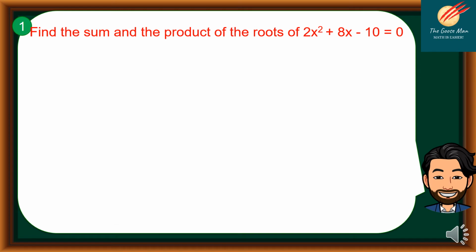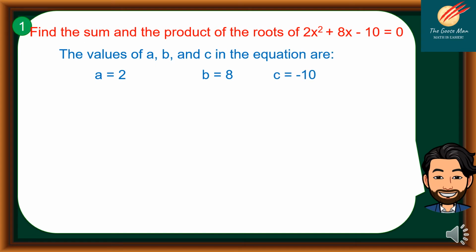Let's consider our example number 1. Find the sum and the product of the roots of 2x squared plus 8x minus 10 is equal to 0. So we will find out the values of a, b, and c respectively and make sure that the quadratic equation is already in standard form. By inspection, this is already in standard form. So the value of a is equal to 2, the value of b is equal to 8, and the constant is equal to negative 10.